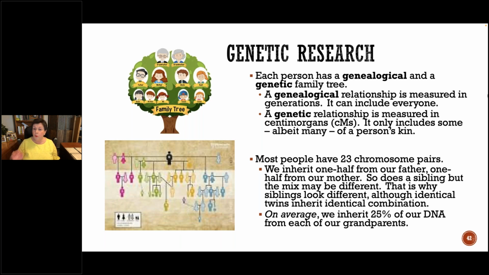So most people have 23 chromosome pairs. We inherit one half from our father, one half from our mother. So does a sibling, but the mix is different. That is why siblings look different, although identical twins inherit identical combinations. And I think anyone who's seen a CSI or a similar program on television knows about that. Anyway, on average, and I'm emphasizing on average, we inherit 25% of our DNA from each of our grandparents.